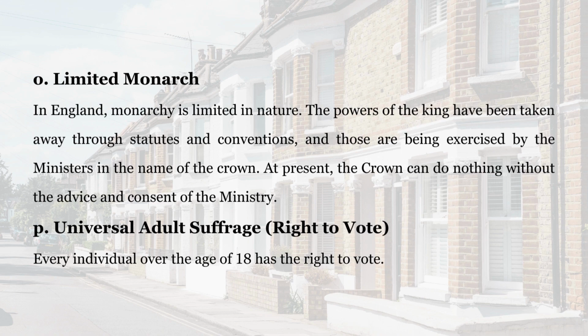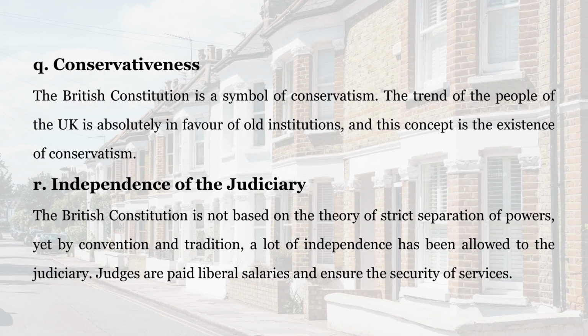Every individual over the age of 18 has the right to vote. Q. Conservativeness. The British Constitution is a symbol of conservatism. The trend of the people of the UK is absolutely in favour of old institutions, and this concept is the existence of conservatism.